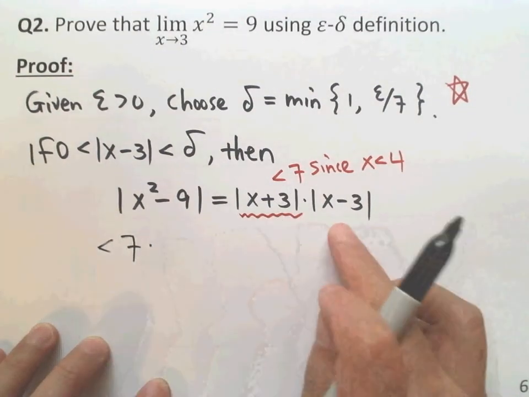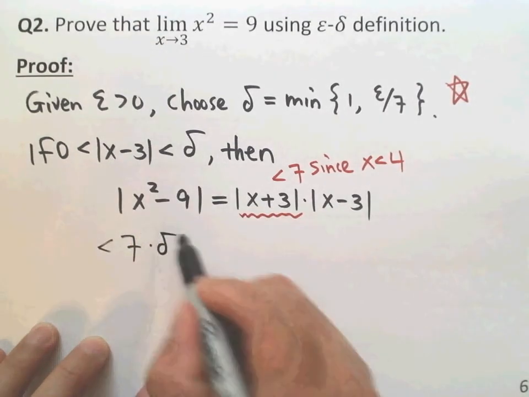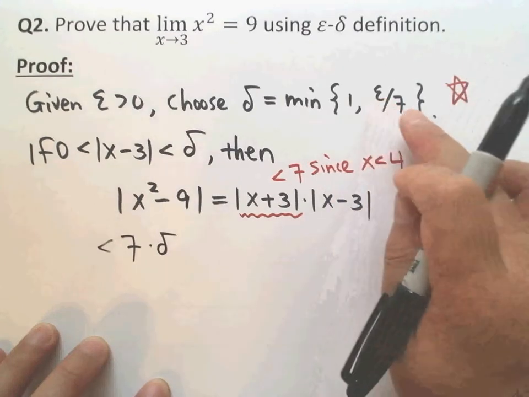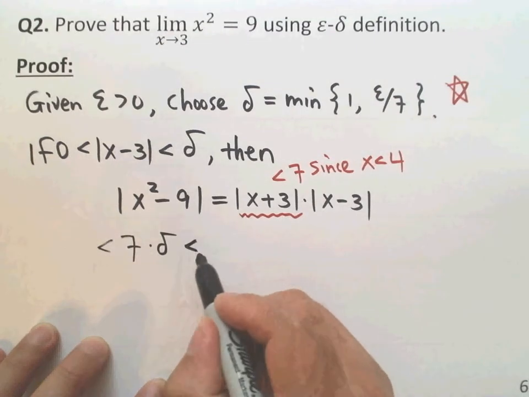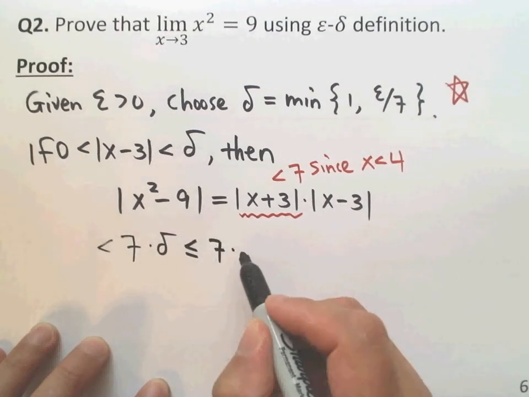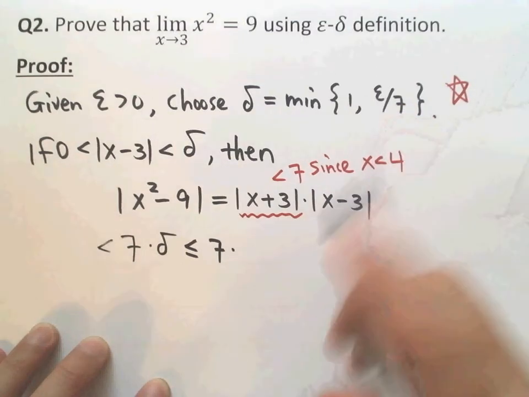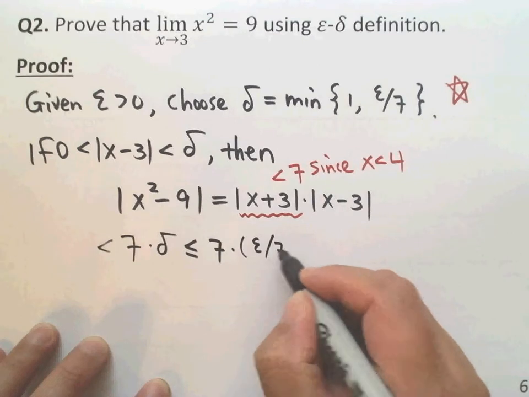The second term, okay, now I will put it here. So this is less than, the first term less than 7. Good. How about the second term? Second term less than delta. I just copy. Okay. And then what is delta? Delta is less than epsilon over 7, right? Or less than or equal to. Okay, good. Less than or equal to 7 per times delta.